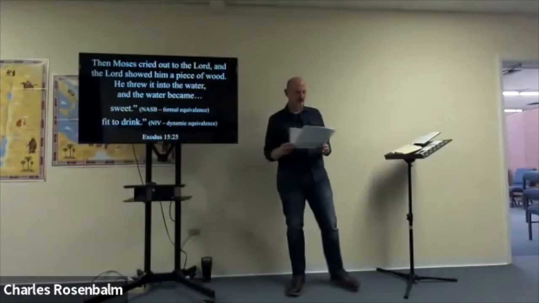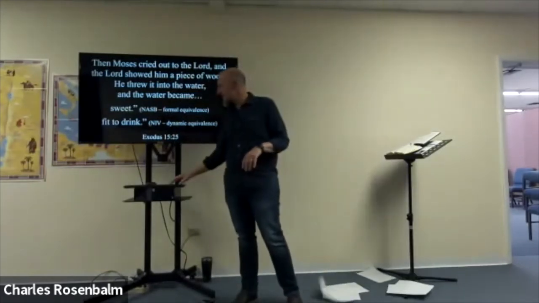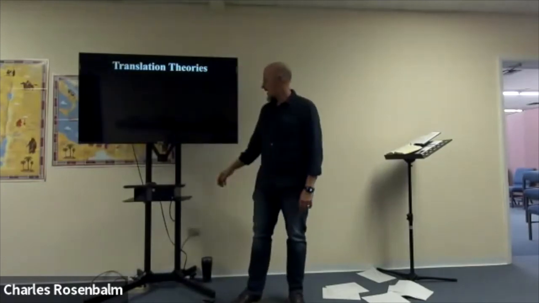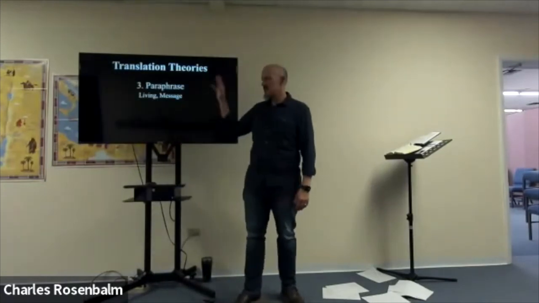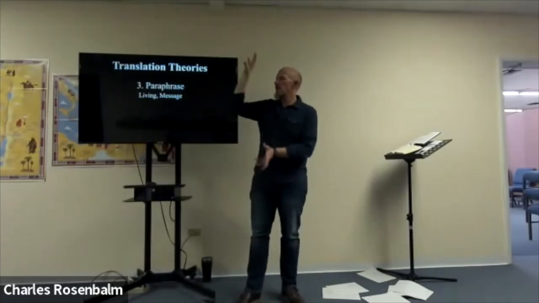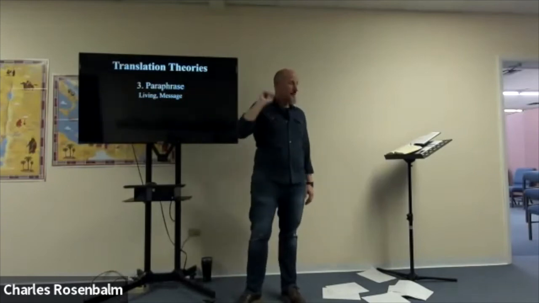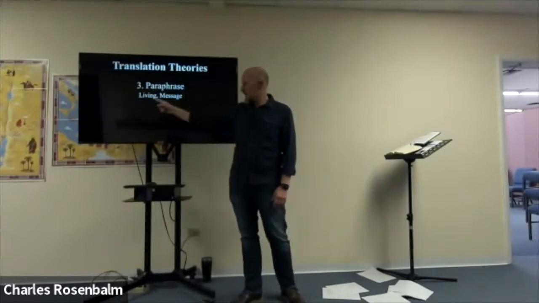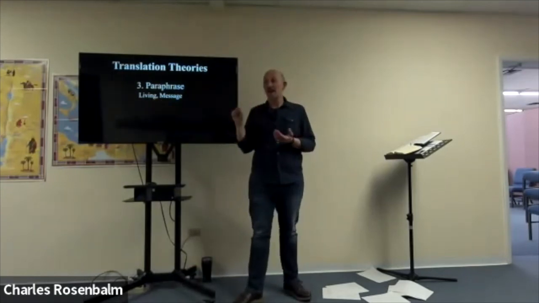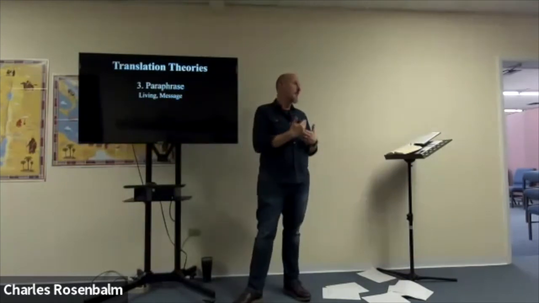And so there's that. There's a couple of other translation theories. I'm almost done. These are the two main ones, formal and dynamic equivalents. There are also paraphrases. A paraphrase, the important difference of that, the Living Bible is kind of an older one, the New Living Translation is a translation. The original Living Bible was a paraphrase.